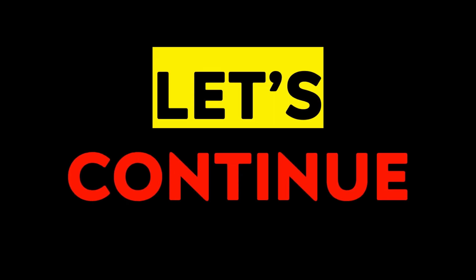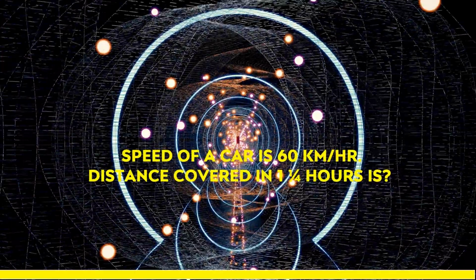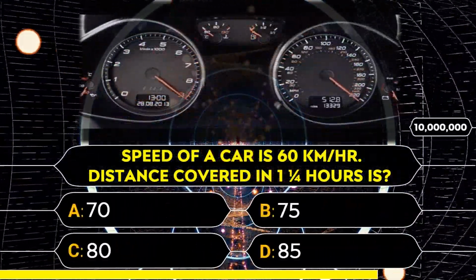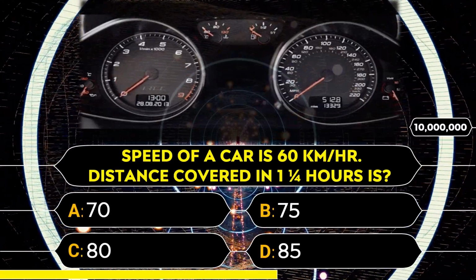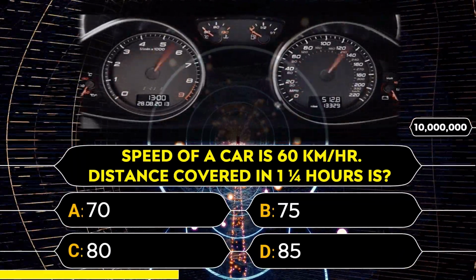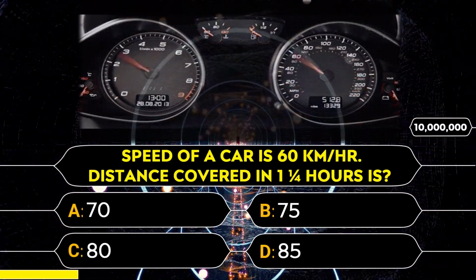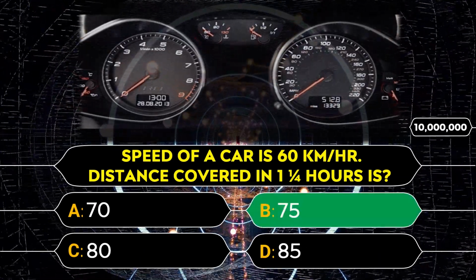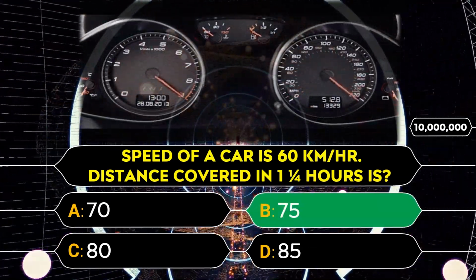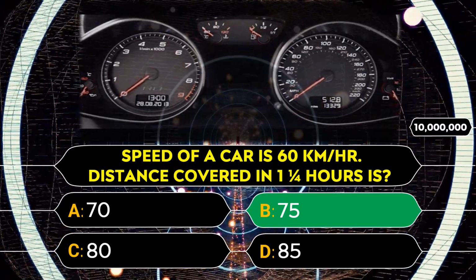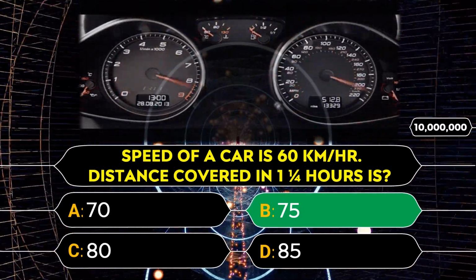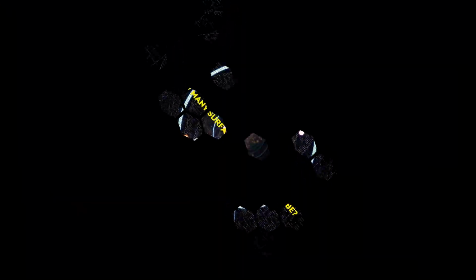Let's continue the quiz and aim for the jackpot. Here is your next question. If the speed of a car is 60 kilometers per hour, what is the distance covered in 1¼ hour? The answer is 75 kilometers. You calculate the distance by multiplying speed and time. 60 times 1¼ is equal to 75 kilometers.